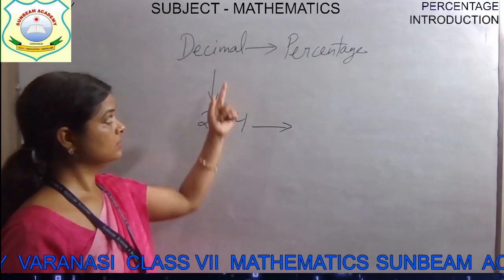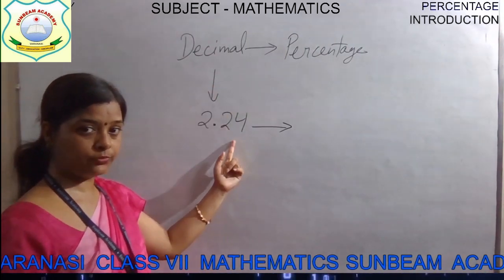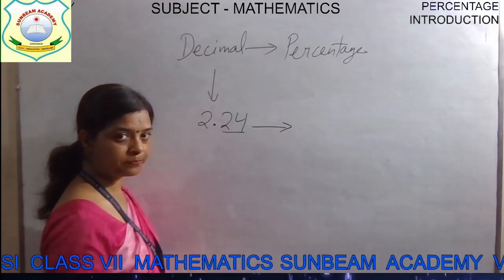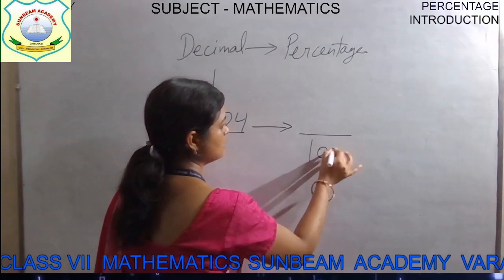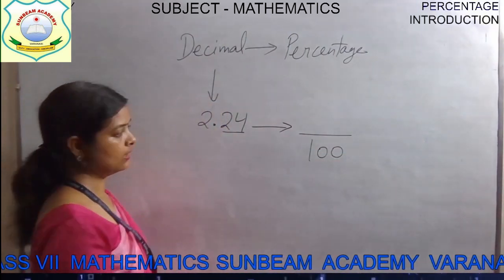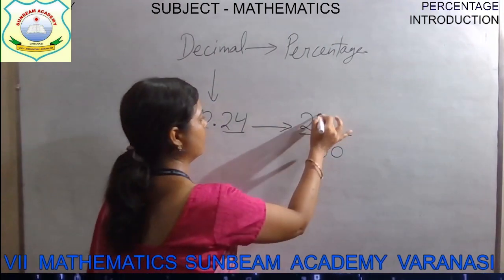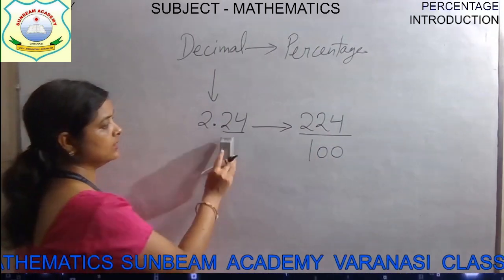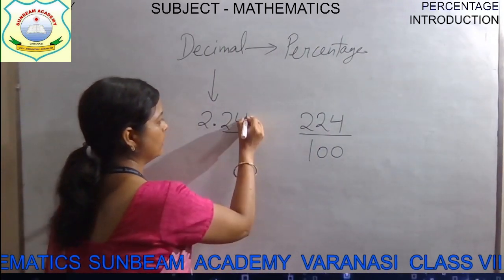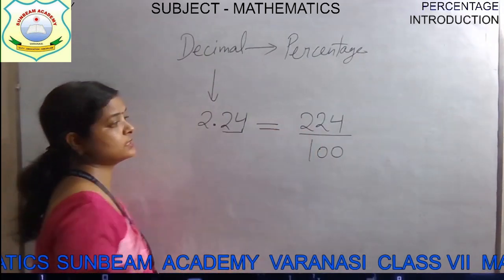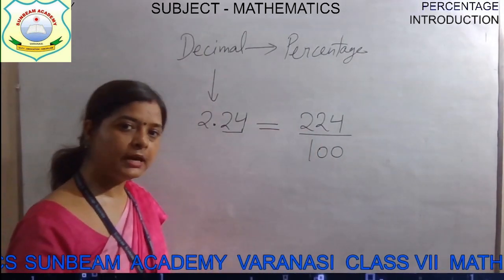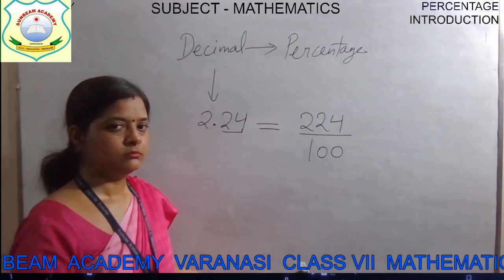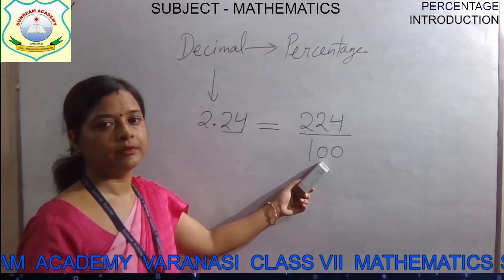Same here. Decimal is given, so first you will convert this decimal into fraction. How? There are 2 decimal places. It means how many zeros? 2 zeros, so 100 will be there. And the numerator is the same decimal written without the decimal point. So 2.24 is equal to 224 by 100. No need to simplify, because this 100 will be a great tool for us further.